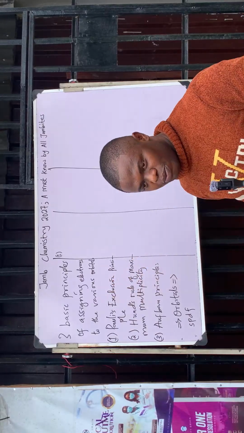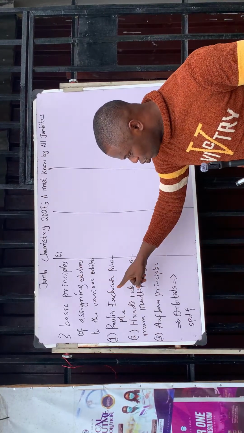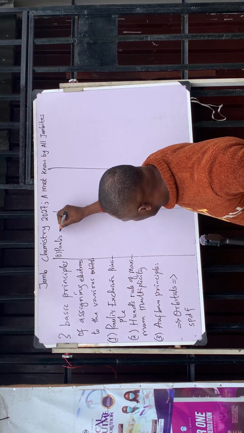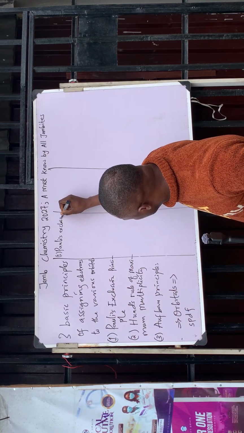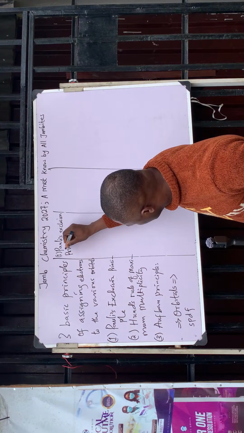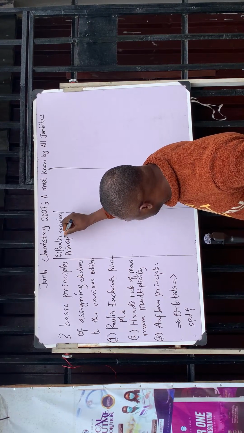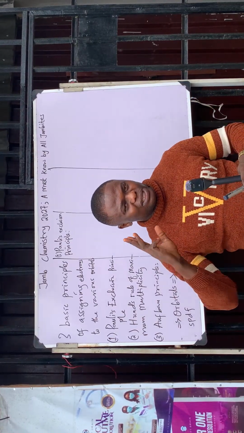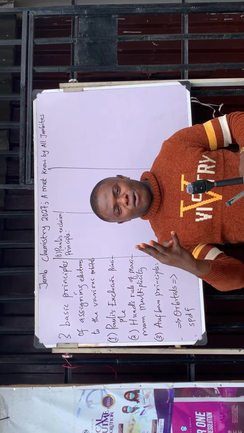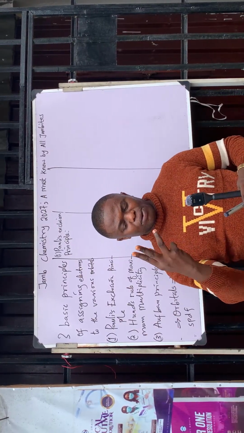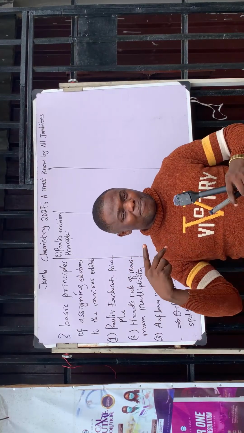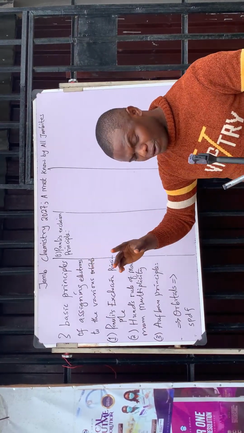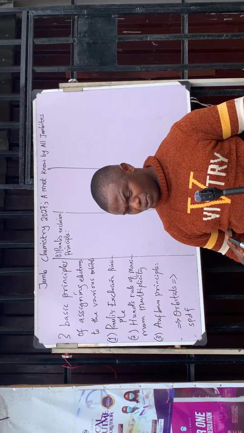We talk about Pauli's exclusion principle. What does it state? He said that no two electrons in an atom have the identical set of four quantum numbers. There are four quantum numbers: we have principal, azimuthal, magnetic, and spin. So no two electrons in an atom have the identical set of four quantum numbers. That is what Pauli's exclusion principle states.